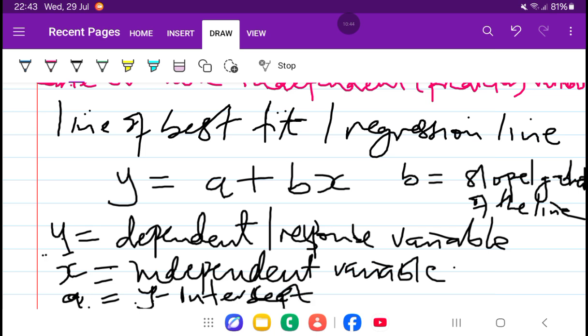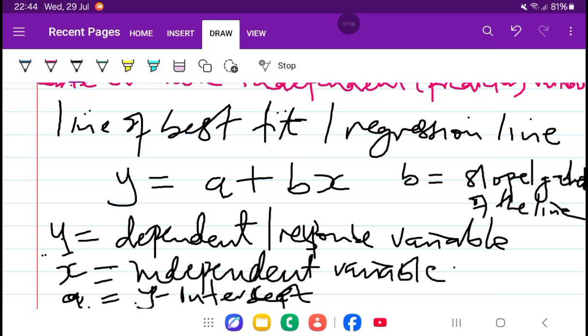The y-intercept is the value that you get when x is 0. Of course, if x is 0, it means 0 times b will be 0, so that y will be equal to a. So we look at that intercept: when the independent variable is 0, what will be our y? That is what we call the y-intercept.